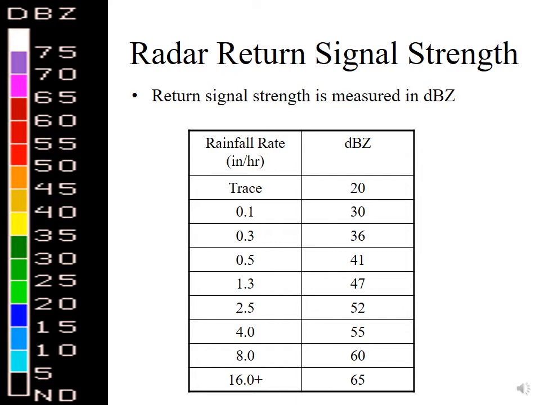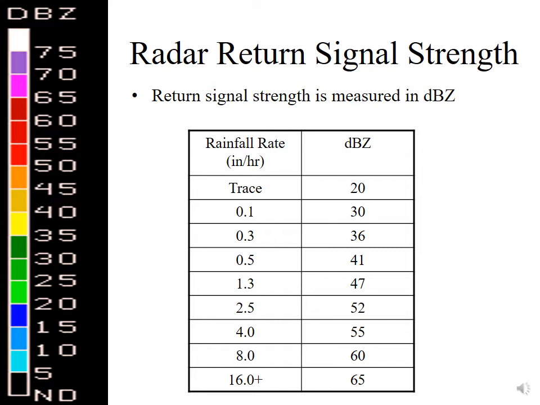So if you get up to a rainfall rate of an inch an hour, which is a pretty significant rainfall rate, that would be a dBZ of 47, which would be in the orange. By the time you get up to a rainfall rate of 4 inches an hour, we're talking dBZ values of 55, which would be red. And if you have supermassive, incredible rainfall rates, in excess of 8 inches an hour, then you're starting to move into a deep red color on the radar display.